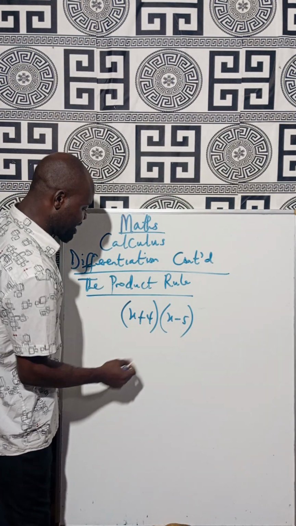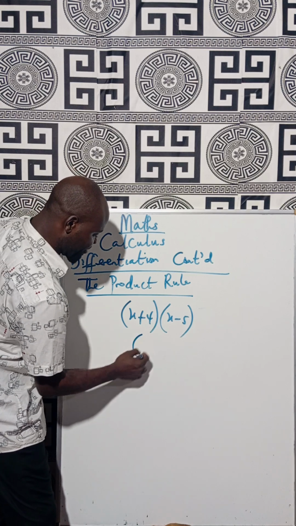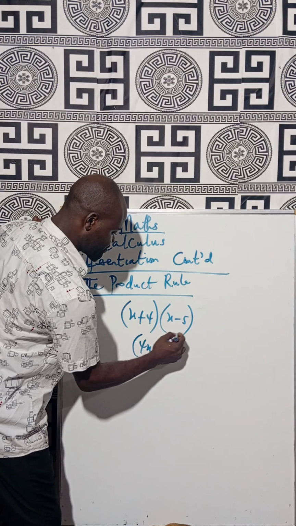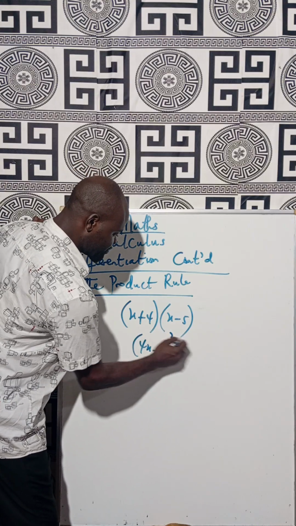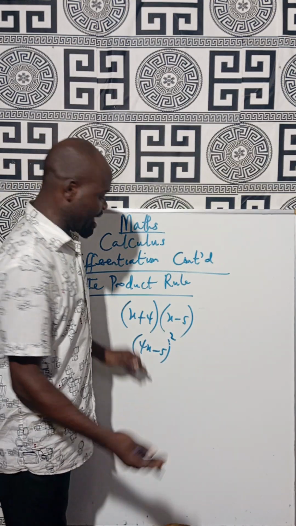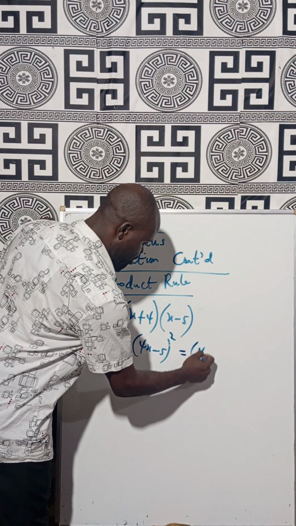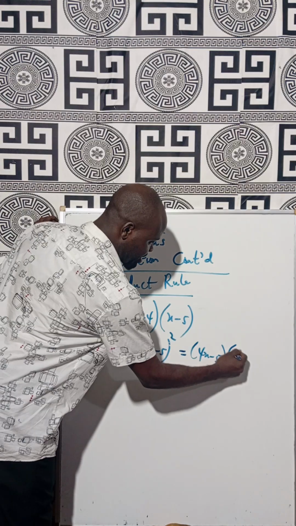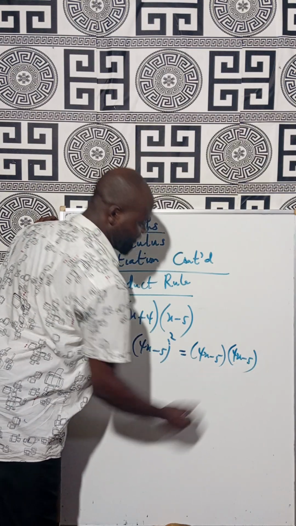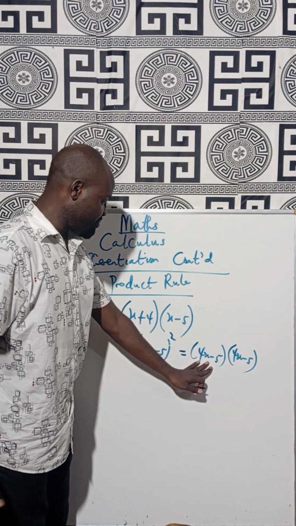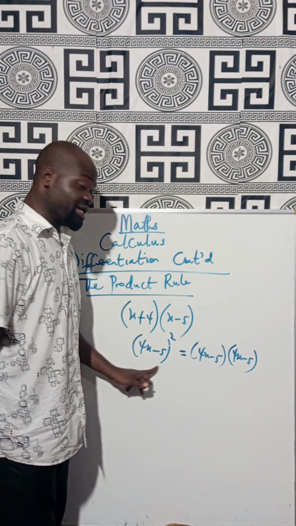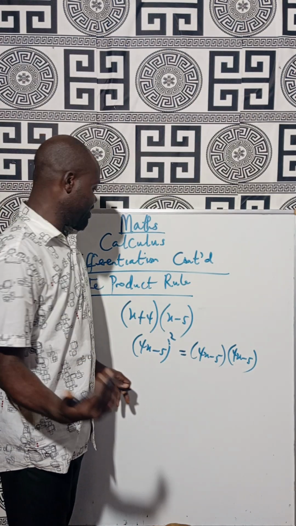Let's say we are given something like this: 4x minus 5 squared. This we can break down into what? 4x minus 5, twice. Another 4x minus 5. So it has come to product, something multiplied by something. Don't forget, we can also use the chain rule here from my previous class. You understand it now? Okay.